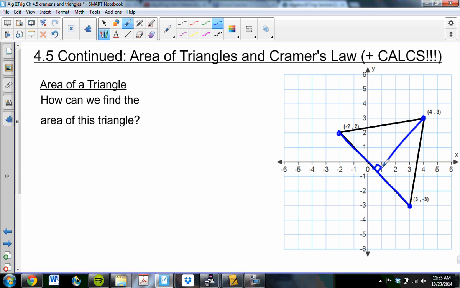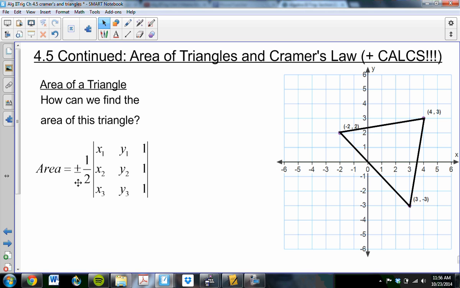We have to go perpendicular to this line through this point, write that equation, use that to find this point of intersection, then find that distance there, and then do 1/2 times base times height. It's something that we could do, but it's a pain. Matrices can make this process a lot easier.